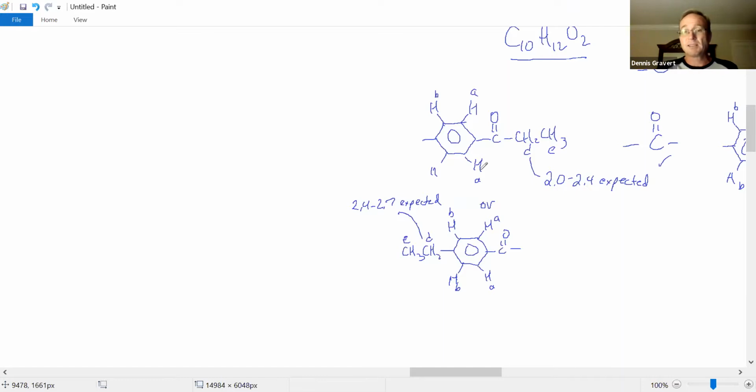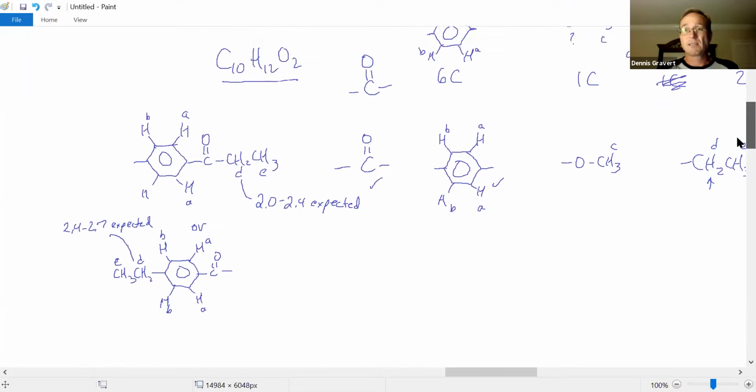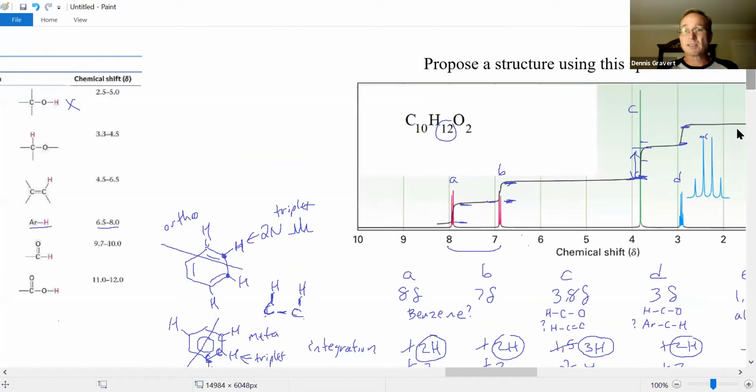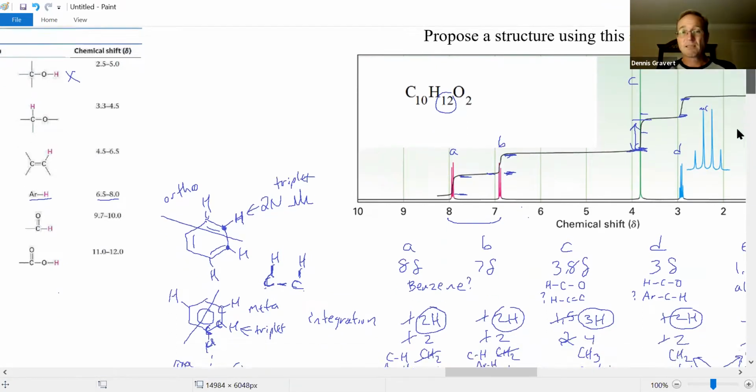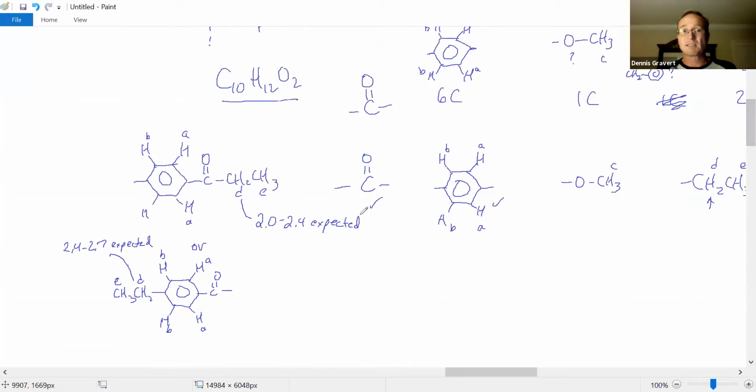And what is peak D actually? Peak D is a big mess. Peak D is right here. It's almost at 3, so 2.9. So which one makes more sense? 2.9. It's closer to this one. So that'd be my educated guess. It probably makes more sense to put the ethyl group here, so we get the correlation table to match.